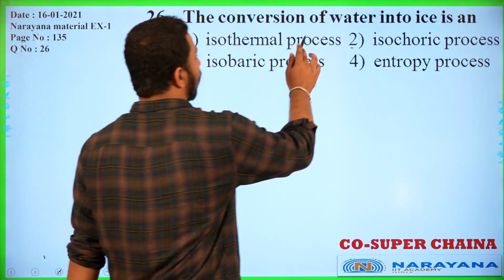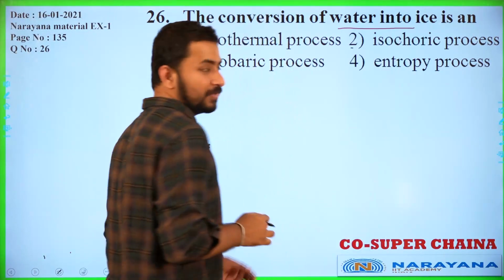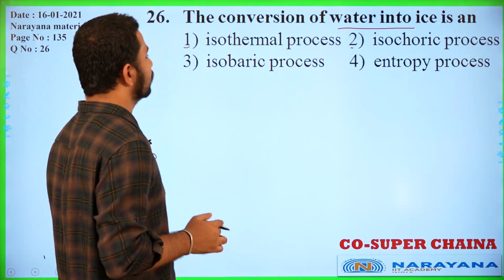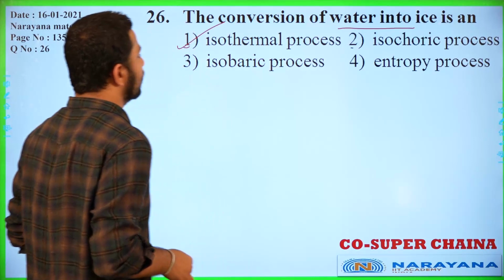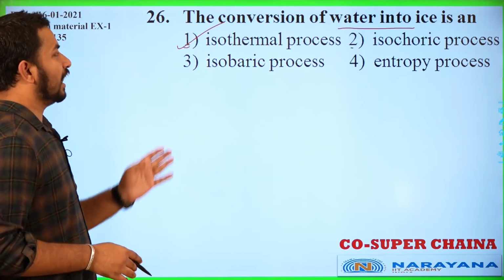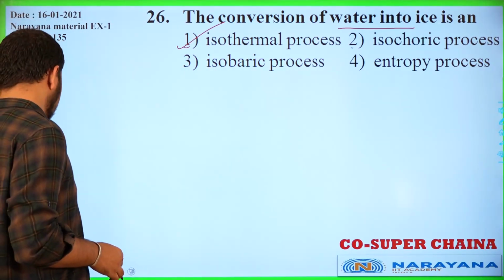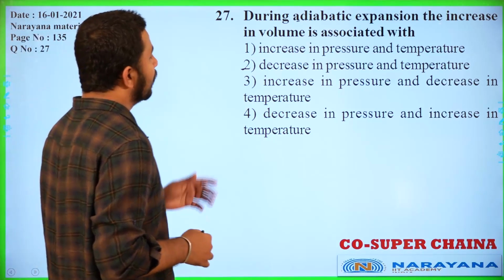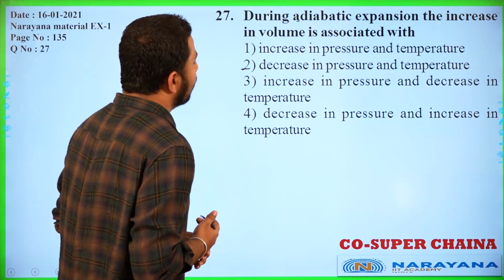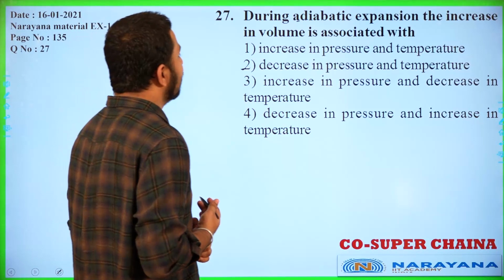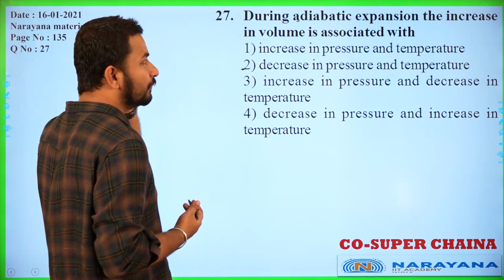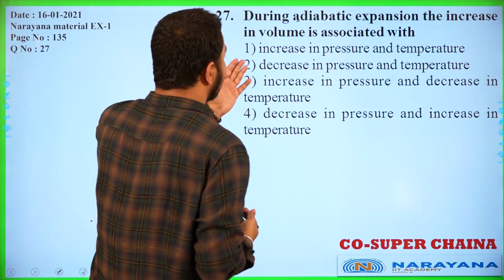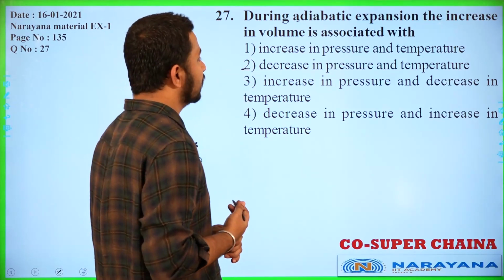The conversion of water to ice takes place at constant temperature and constant pressure. So we will write here, this is valid for an isothermal process. It takes place at a constant temperature, and this will be the answer for this question. Taking the next question: during an adiabatic expansion, the increase in the volume is associated with what?